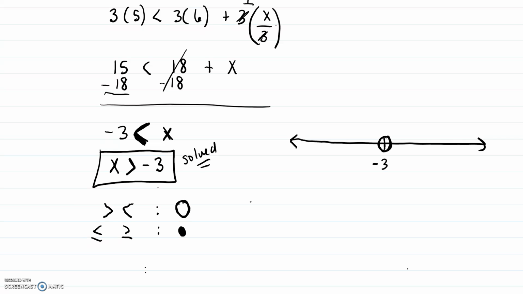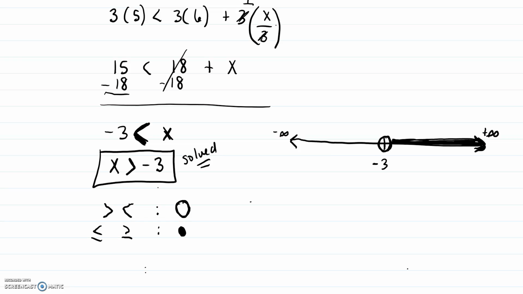Right? So x is greater than negative 3. Everything greater than negative 3 is part of our answer. So we're going to highlight that. So everything to the right. And if you're moving toward the right, that's going toward positive infinity. If you were going toward the left, that's going toward negative infinity. So there's our graphed inequality.